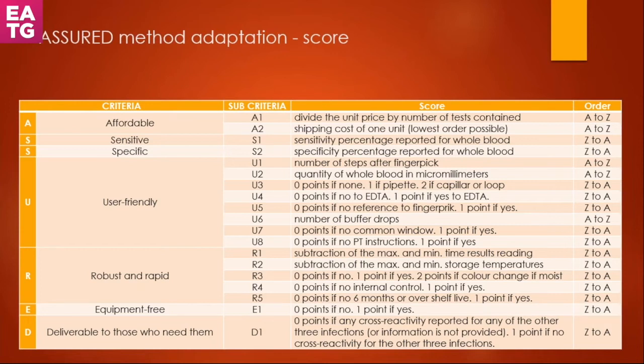For the whole blood, we rank from the lowest blood to the highest. For the pipettes, we rank better those who use capillary and loop, and less the pipettes, and 0 points for none. 0 points if not EDTA allowed, and 1 point if it's EDTA allowed. 0 points if no reference to fingerprint, 1 point if yes. 0 points if no common window, 1 point for yes. 0 points if no instructions in Portuguese, 1 point for yes. Regarding the time intervals, we make a subtraction and it will rank. The storage temperature is the same.